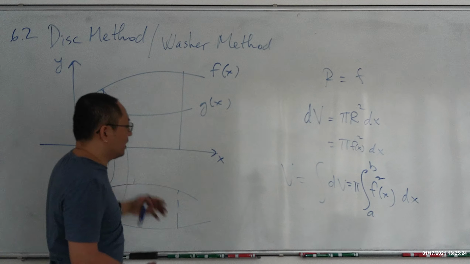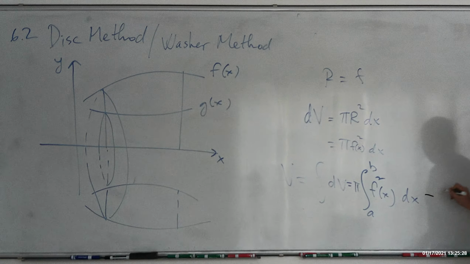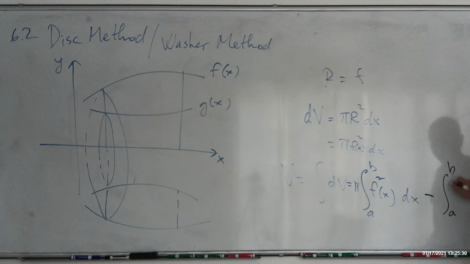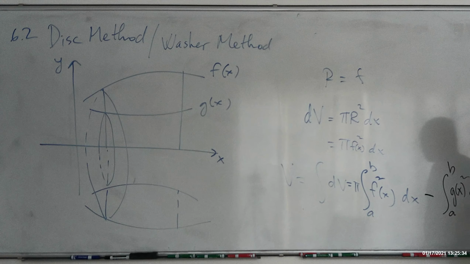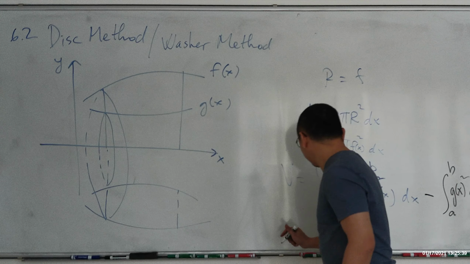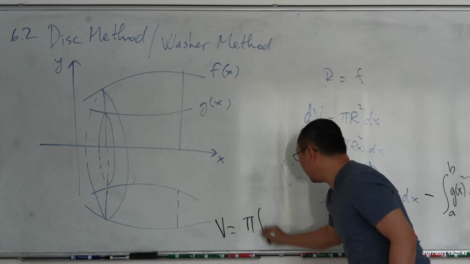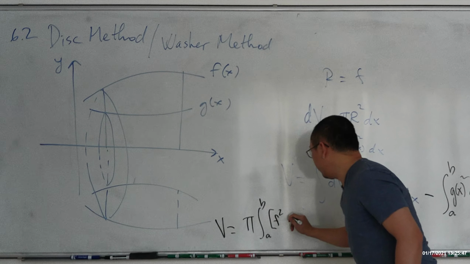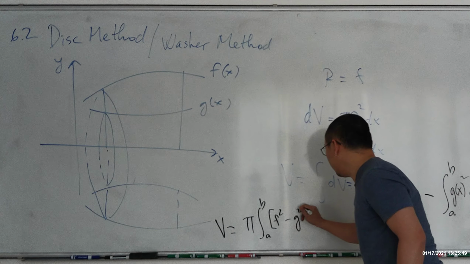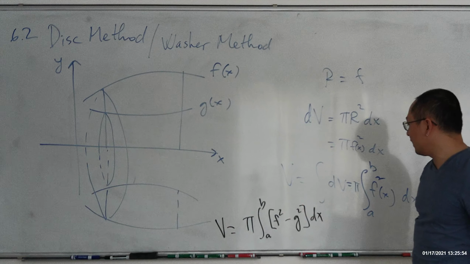So the volume now is what? Integral of pi f of x squared dx minus integral from a to b of pi g of x squared dx. So in short, we can write this way. V is equal to, take the pi outside, integral from a to b, f squared minus g squared, where f squared means f of x squared, and g squared means g of x squared, dx.